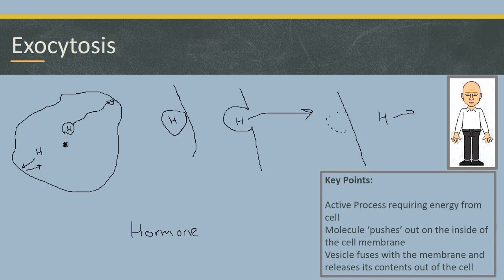So if this cell is part of a gland, so a gland is really any group of cells that are producing hormones for the rest of the body, then you can think of any hormone that it produces. So the pancreas produces insulin, for example. It's got a store of these vesicles filled with this H hormone, insulin, and as soon as that cell is triggered, then all these vesicles get released by exocytosis. I hope that's clear.